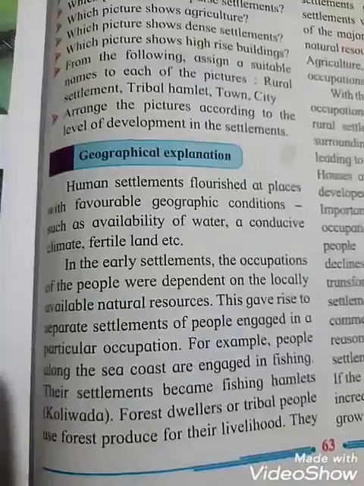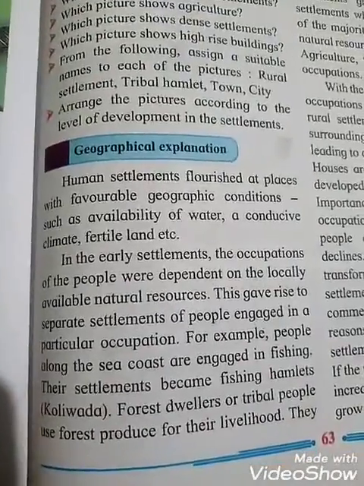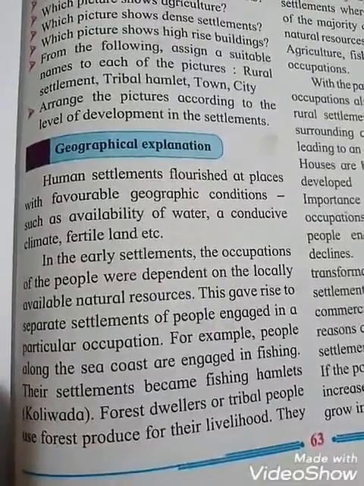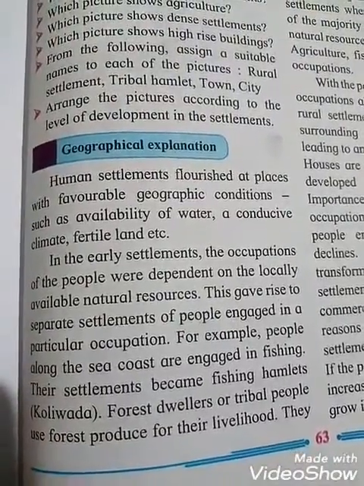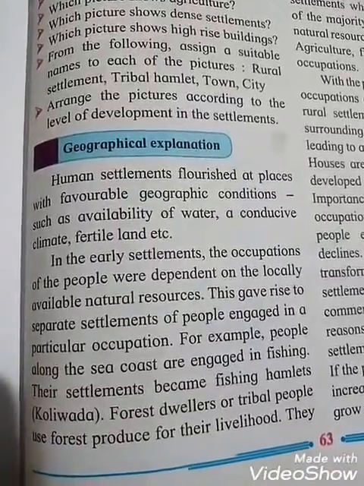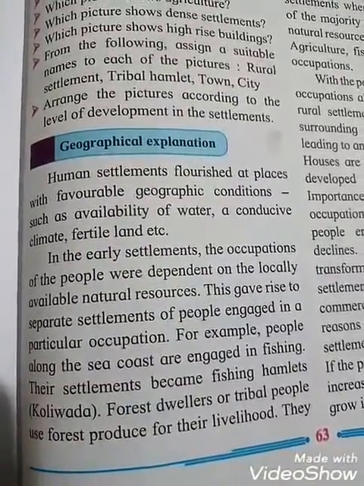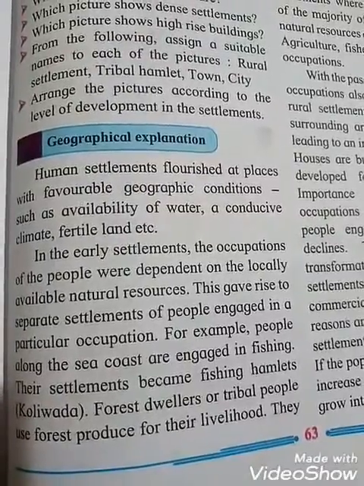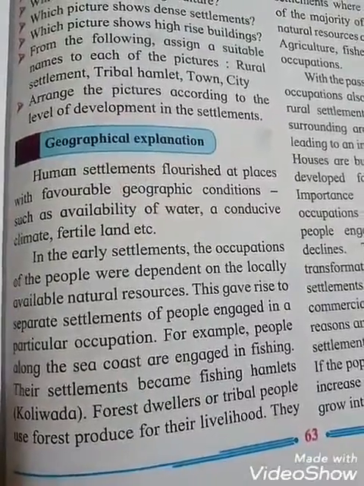Geographical explanation: human settlements flourish at places with favorable geographical conditions. That means, students, human settlements flourish at places with favorable geographical conditions such as availability of water, conducive climate, fertile land, etc.